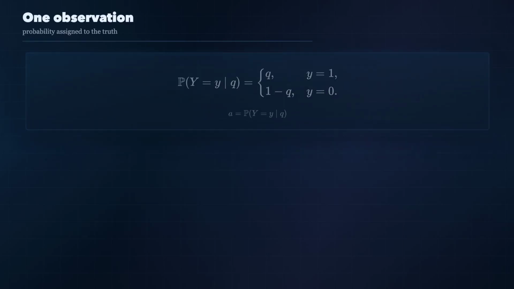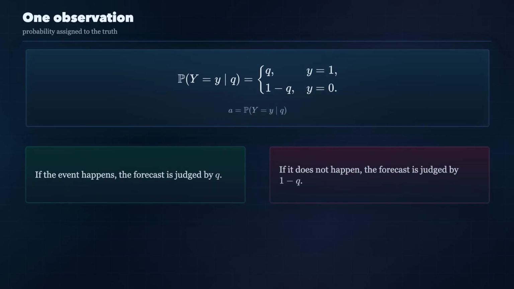Start with one observation. If the event happens, the forecast is judged by Q. If it does not happen, the forecast is judged by 1 minus Q. In both cases, we use the probability assigned to the truth.